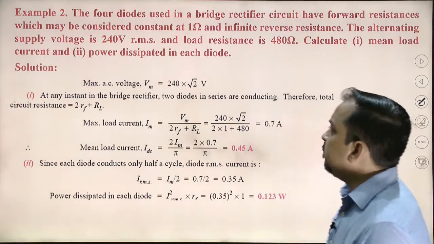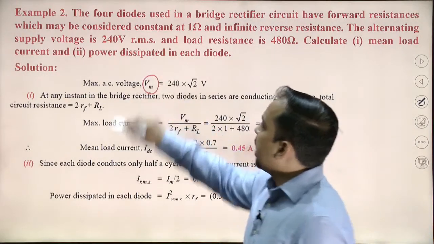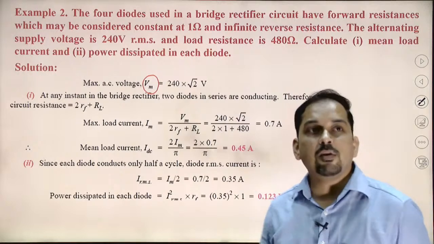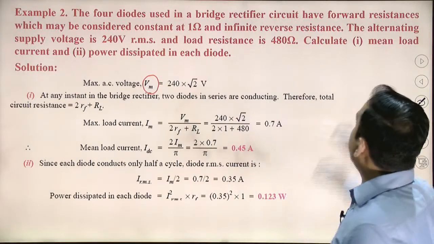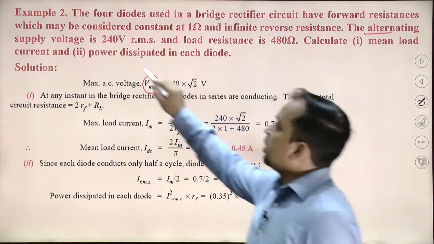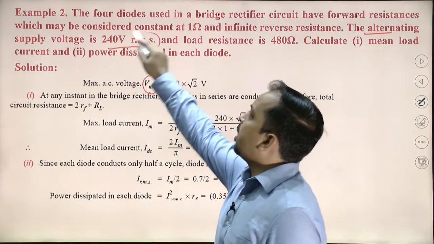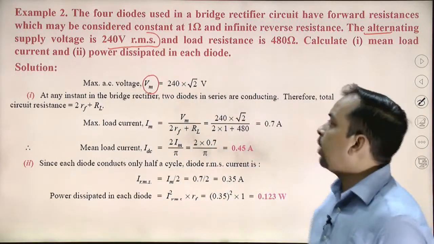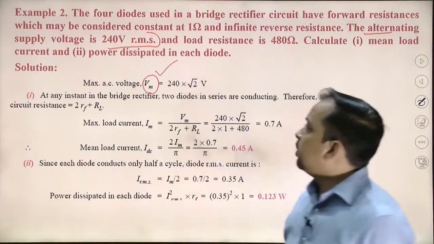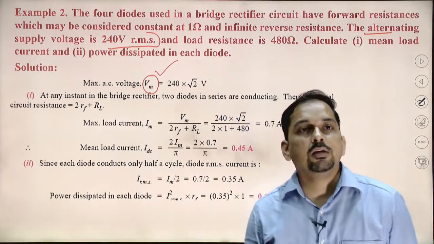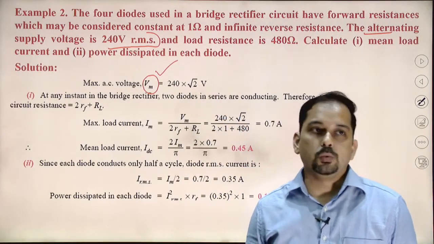First we will see what is the peak value of the voltage, as we have applied an alternating supply of 240 RMS. With the help of this, we will calculate the maximum value. The maximum value can be obtained by multiplying this by a factor of root 2.